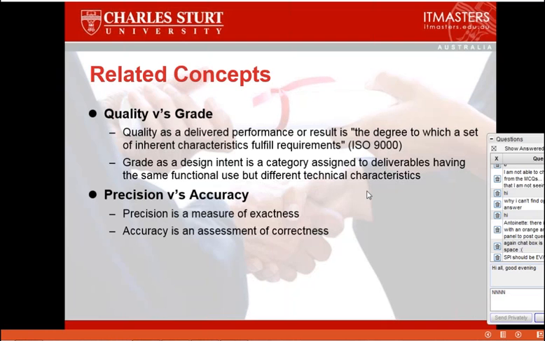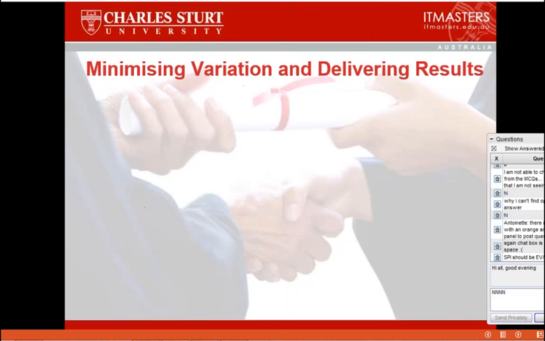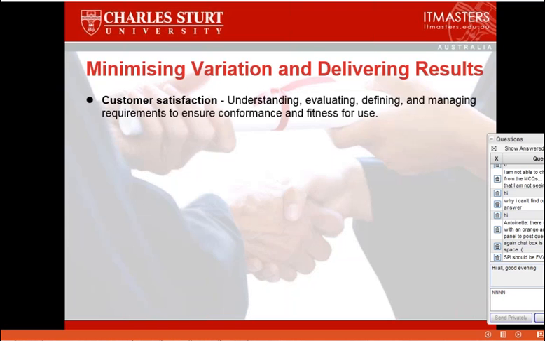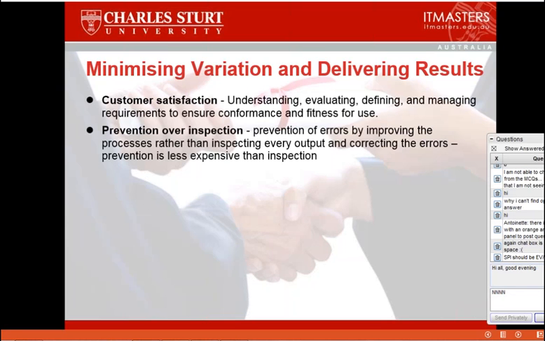Precision and accuracy. Precision really is, what level of precision do we want to go to? Do we want to report things in dollars and cents? Do we want to report them in hundreds of dollars? Do we want to report them in thousands of dollars? What precision do we want? And accuracy is how near are we to what we're trying to achieve? So how accurate is our estimate to what we've actually achieved at the end of the day? Minimizing variation, delivering results. These are just a few terms.